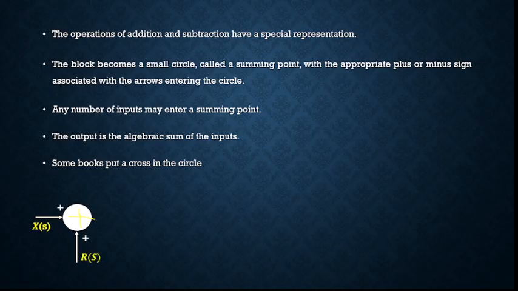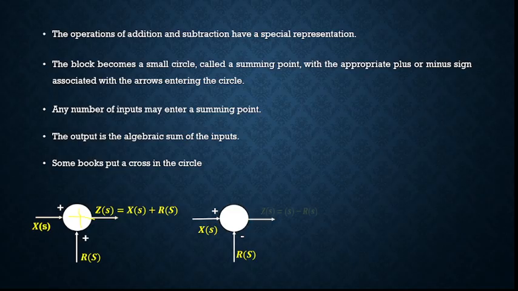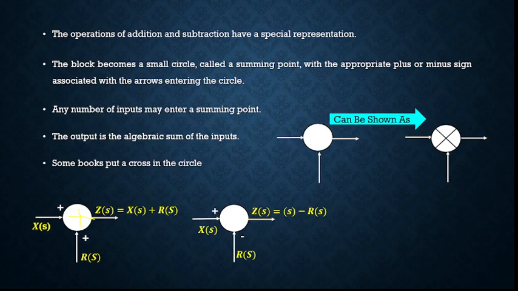So this is X of S, R of S, Z of S equal to X of S plus R of S. Here one sign is minus, so X of S minus R of S. So it can be written like this also. Inside this there is a plus sign, which is written like this also. There are some books which represent it this way, so you can use any one, but the normal practice is representing it using a cross sign.